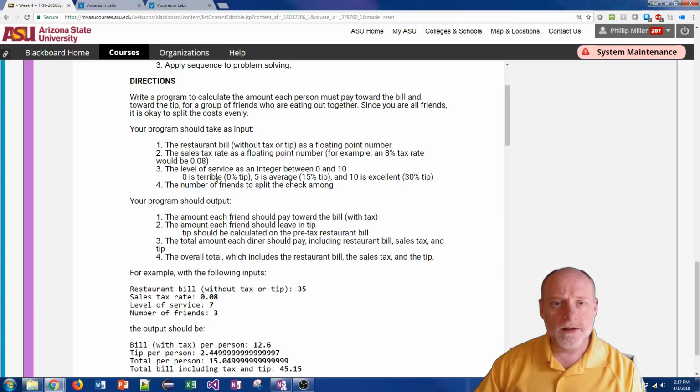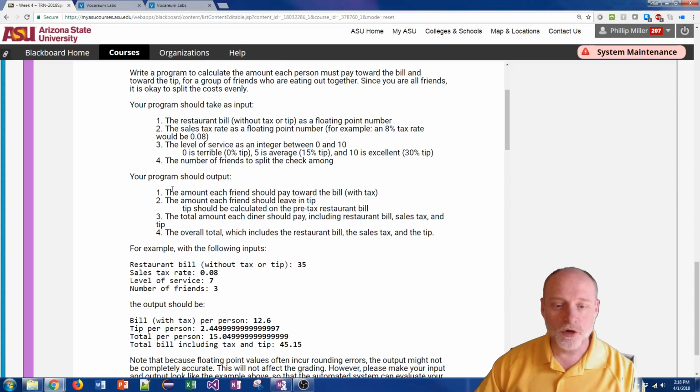The program is going to take 4 inputs: the restaurant bill without tax or tip as a floating point number, the sales tax rate as a floating point number, so an 8% tax rate would be 0.08. Then the level of service is an integer between 0 and 10, 0 meaning a 0% tip, 5 meaning a 15% tip, and 10 meaning a 30% tip. And then the last input is the number of friends to split the check among. So the first 2 inputs are going to be floats, and the second 2 inputs are going to be ints.